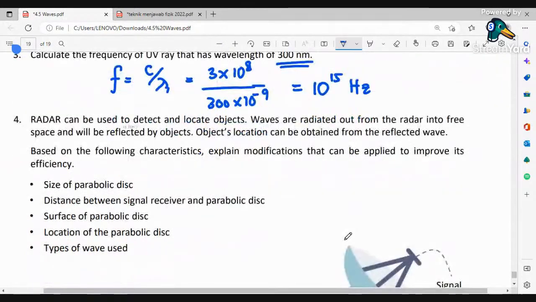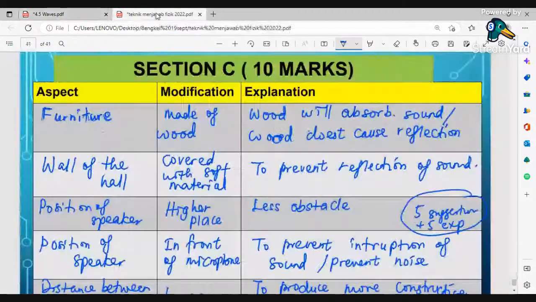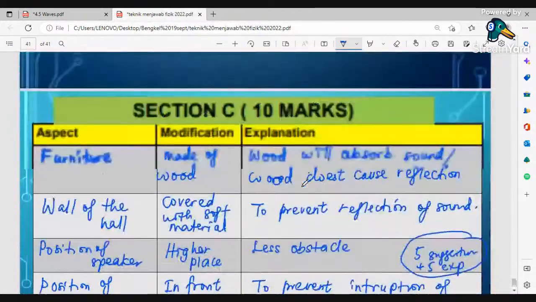Okay, number 4. Radar can be used to detect and locate objects. Waves are radiated out from the radar into free space and will be reflected by the object. Object location can be obtained from the reflected wave. Based on the following characteristics, explain the modification that can be applied to improve its efficiency. So how many aspects do we have here? 1, 2, 3, 4, 5. There are 5 aspects. So we use the same method.